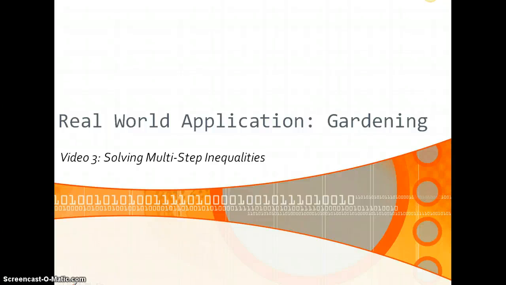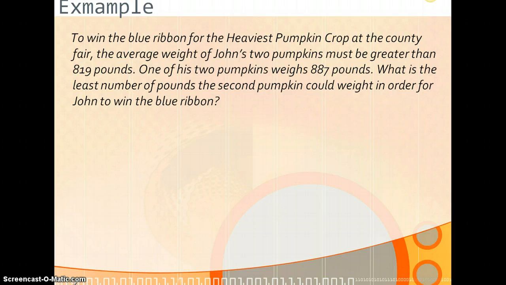Hello, this is video 3 for solving multi-step inequalities. This is a real-world application on gardening. So for the example, it is again a word problem. So the first thing you need to do is read the word problem.